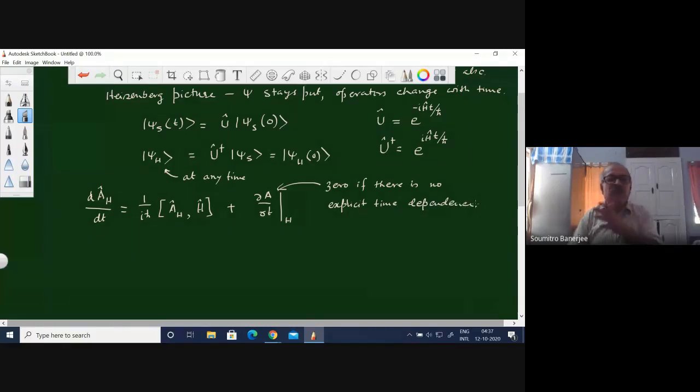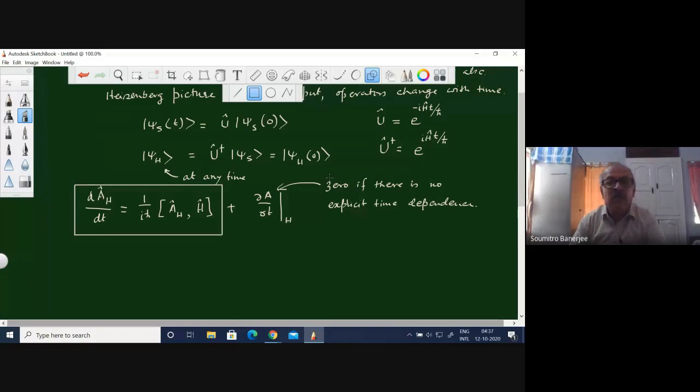For most cases, in fact, you will find this equation in most books, because most books actually assume that this A operator is not dependent on time. For example, if you have a situation with the harmonic oscillator or the infinite square well, then the Hamiltonian is not dependent on time. So the operators will also not have any explicit dependence on time.